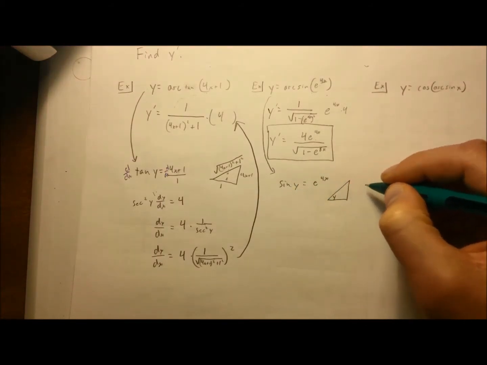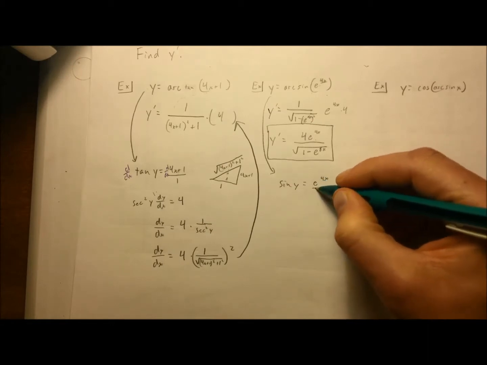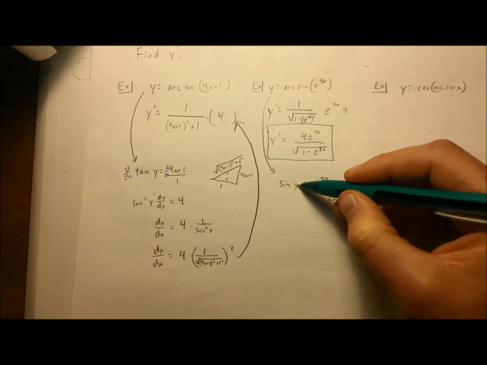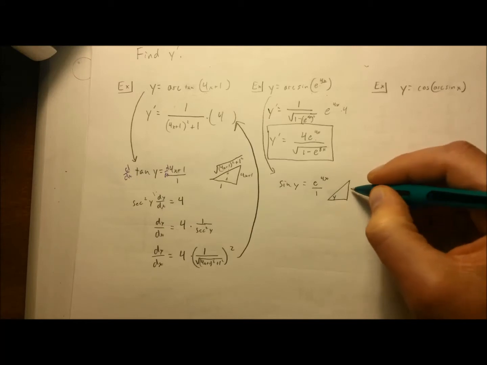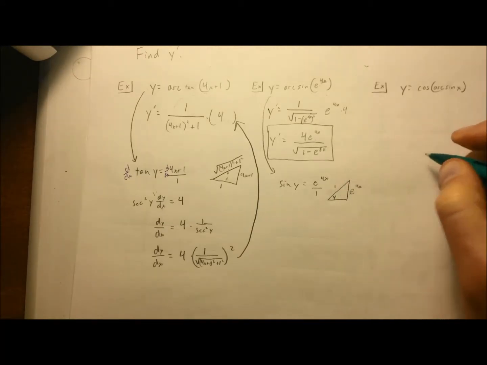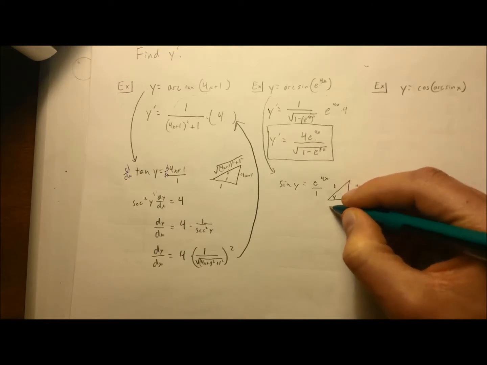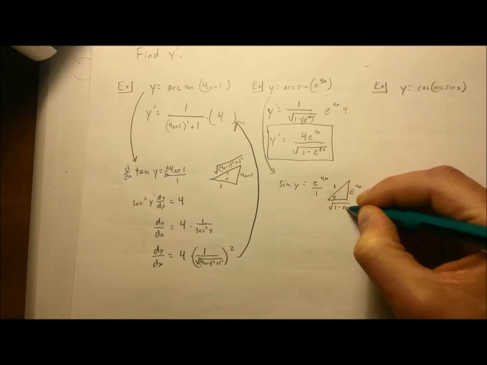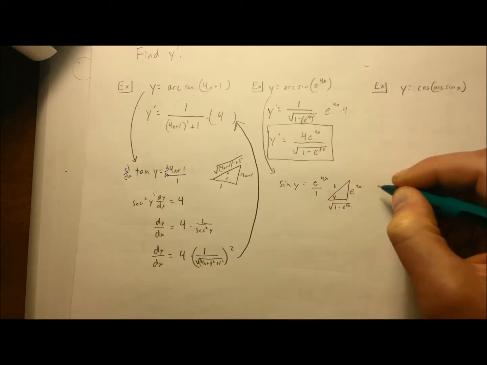So here's y. This is gonna be over 1. Sine of y is equal to e to the 4x, the opposite, over the hypotenuse, which is 1. Which means the missing side is going to be the square root of 1 minus e to the 8x.